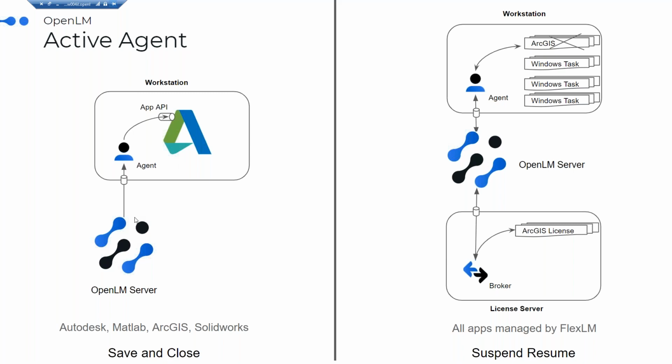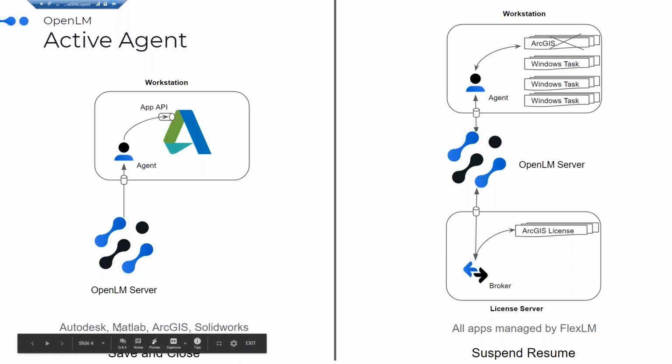Now, what does it do? Basically, if you have an OpenLM server, which is the basic component of OpenLM, it will send a transmission to the agent to close the application after saving it. Now, this works using an API that we developed. We developed an API for Autodesk applications, for MATLAB applications, ArcGIS, and Solidworks. So that API basically tells the application, hey, can you please save and close yourself? And it just gracefully closes the application. The user can start that project again because it has been saved.